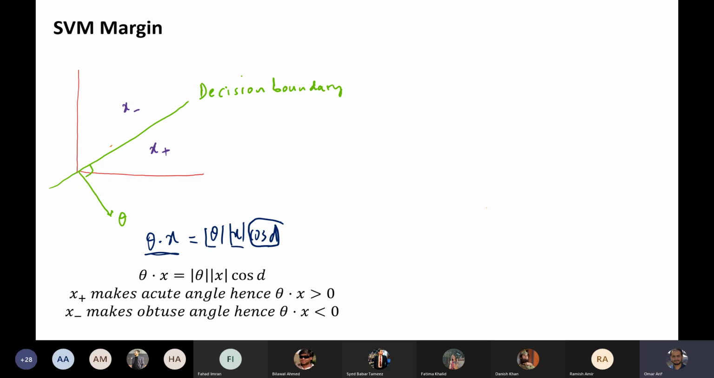So your theta dot x will always be positive whenever you have a data point making an acute angle with your parameter theta, which basically means anything that lies towards this side. All those points that lie exactly at a 90-degree angle with theta, which is this line here, give theta dot x exactly 0, because cos 90 is 0. So this line is the decision boundary. On one side you have one class, on the other side you have the other class. All points on this side make an obtuse angle, and hence theta dot x would be less than 0, it will be negative.